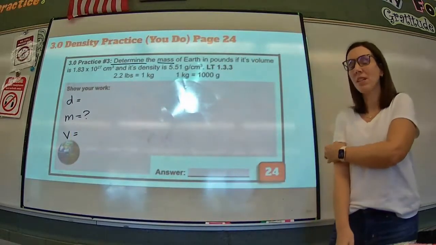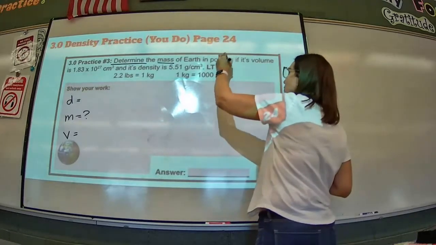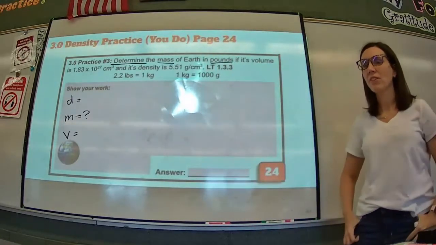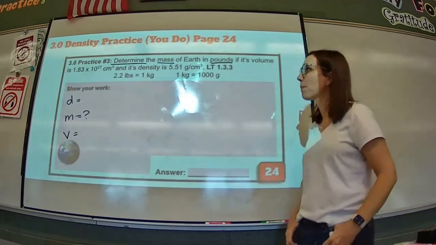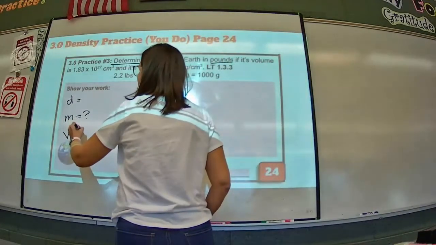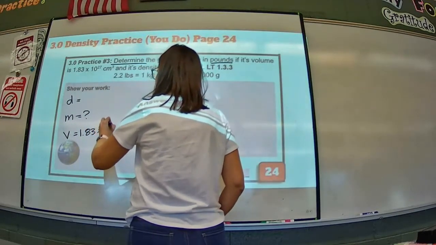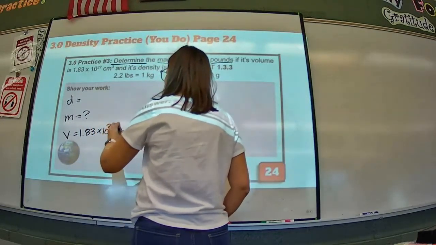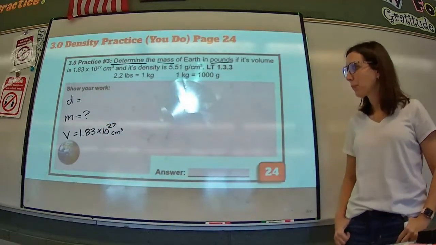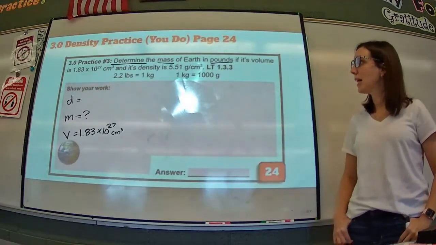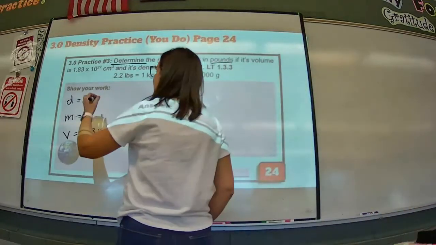So this is going to be a big number, right? To find the mass of Earth. And then it says we want to find the mass of Earth in pounds. So we're going to have to eventually convert an answer to pounds. It gives us a volume, which is really big. It's 1.83 times 10 to the 27 centimeters cubed. Okay, so that's a really, really, really big volume. Okay, and then it says its density is 5.51 grams per centimeter cubed.